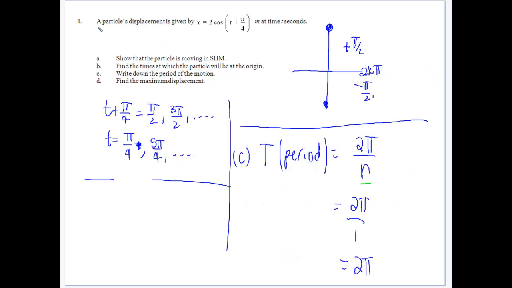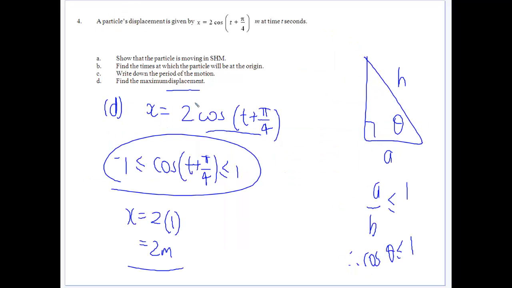And find the maximum displacement. So again, the cos of t plus pi on 4 is going to be between minus 1 and 1, which means the greatest displacement it's going to get is 2 units away from the center. So it's not too hard to get that one.